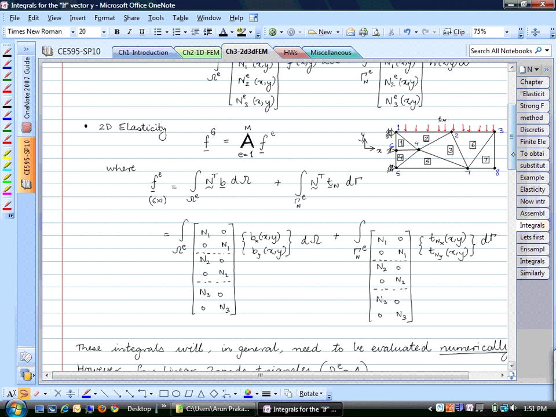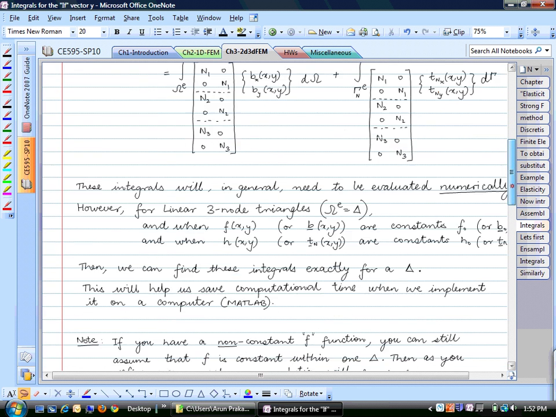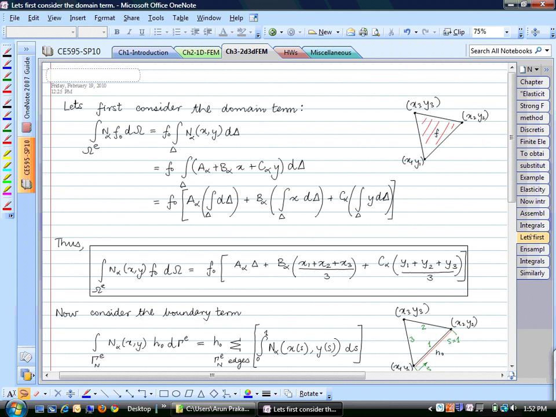And that is a valid way to solve, because what we are saying here is that as you keep on refining your mesh, in the end your solution should converge to the exact solution. So even if your force and all those functions are not constant, you can still apply this technique, but you have to know that you would have to use a very fine mesh to be able to get a decent answer. Okay, so let's see how to do some of these integrals.